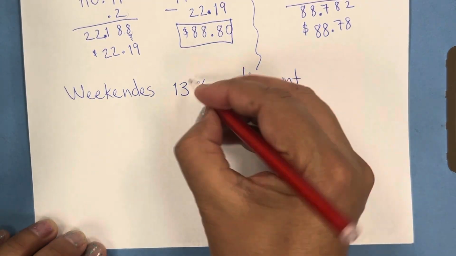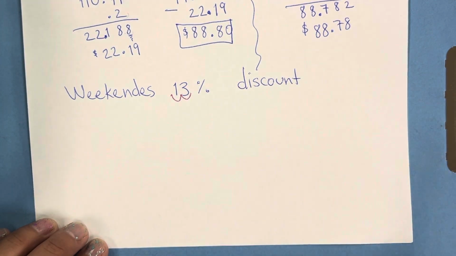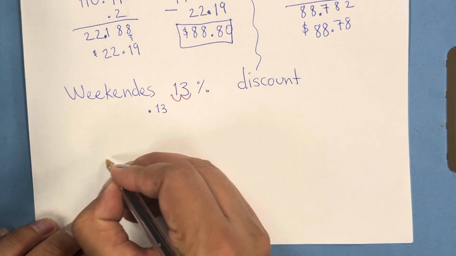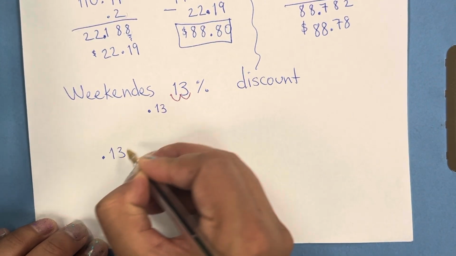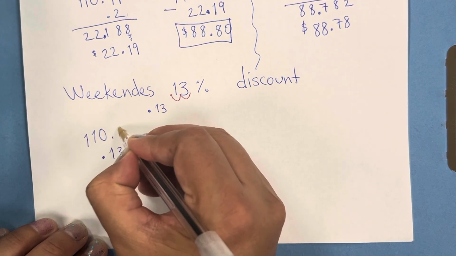Okay, on weekends it's 13%, so you go back 2 spaces, always 2 spaces. Even you saw with 5%, you still went 2 spaces and put a 0 after the point. So it's going to be 0.13, and that's what you're going to be multiplying by the total price, which is $110.99.